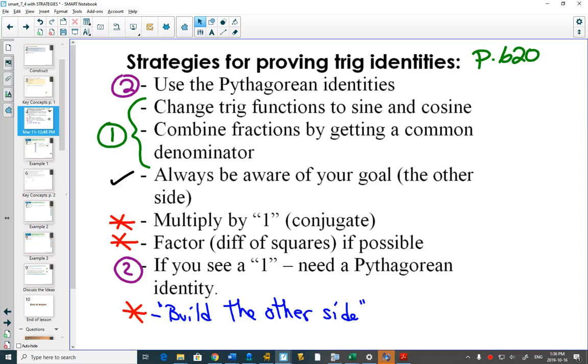One of them was factoring. Unfortunately, in this one, there was nothing that you could factor. So the strategy of factoring, which we've seen already, also doesn't work. The other 2, which is multiply by 1 or build the other side, are really the same thing. The reason I renamed it build the other side is because, do you remember what a conjugate is in math?